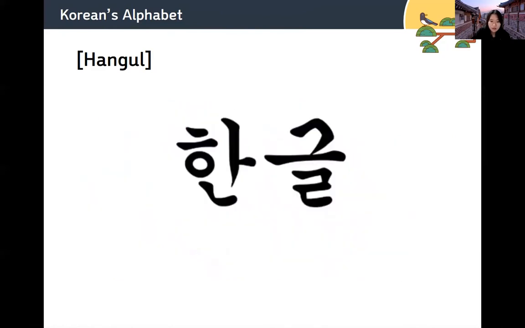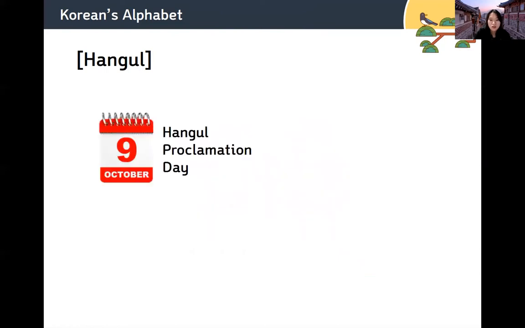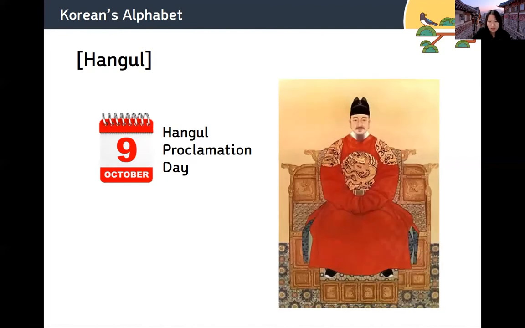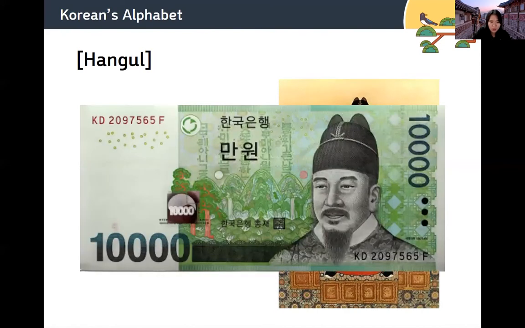The letters are grouped into syllable blocks containing an initial consonant, 1 or 2 vowels, and sometimes a final consonant. And we have a public holiday called Hangul Proclamation Day on October 9th. On this day, people celebrate the proclamation of Hangul and give thanks to great King Sejong, who made this alphabet. We can also find him on Korean money, the 10,000 won bill, which is almost the same value as $10.